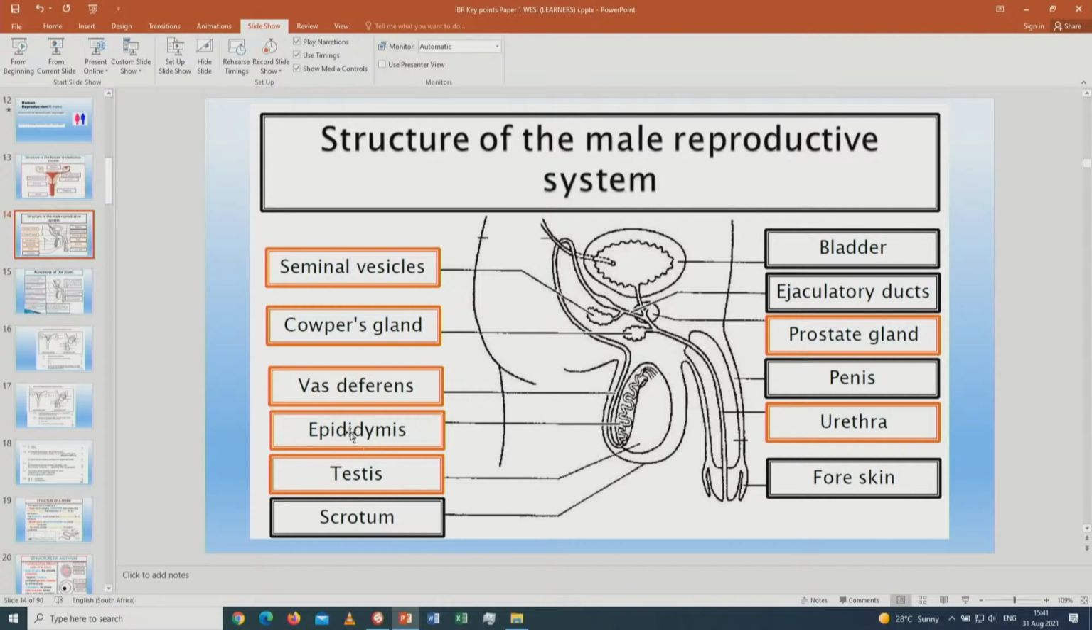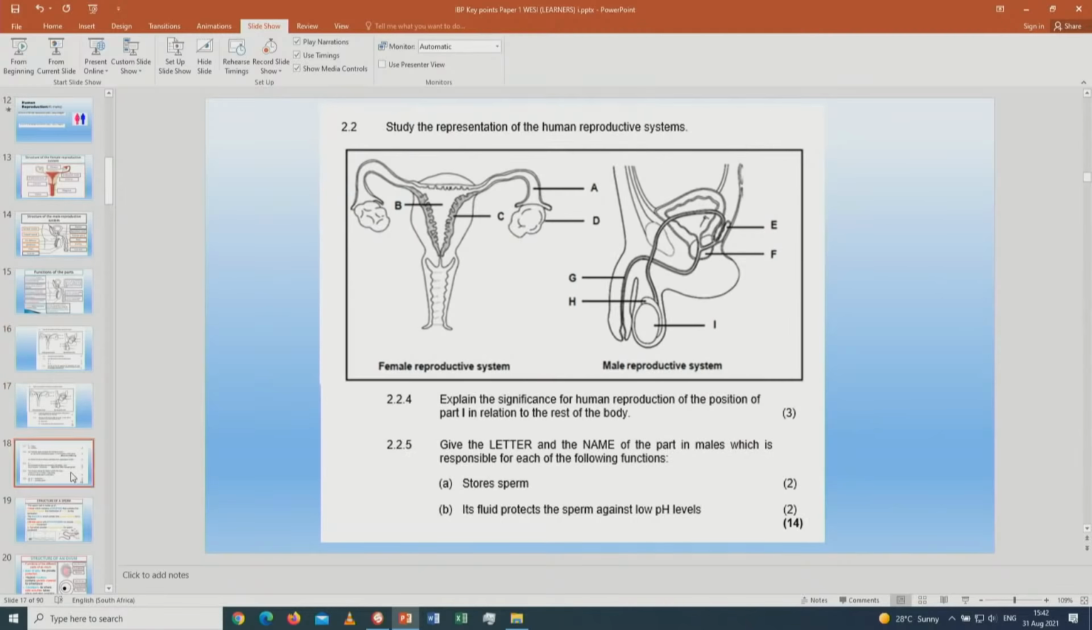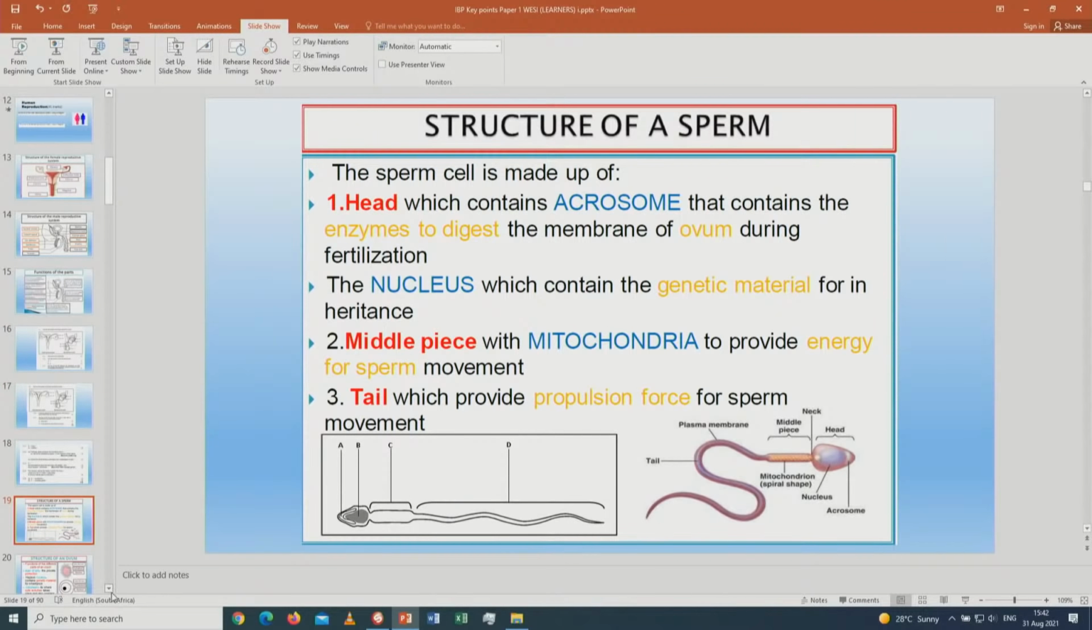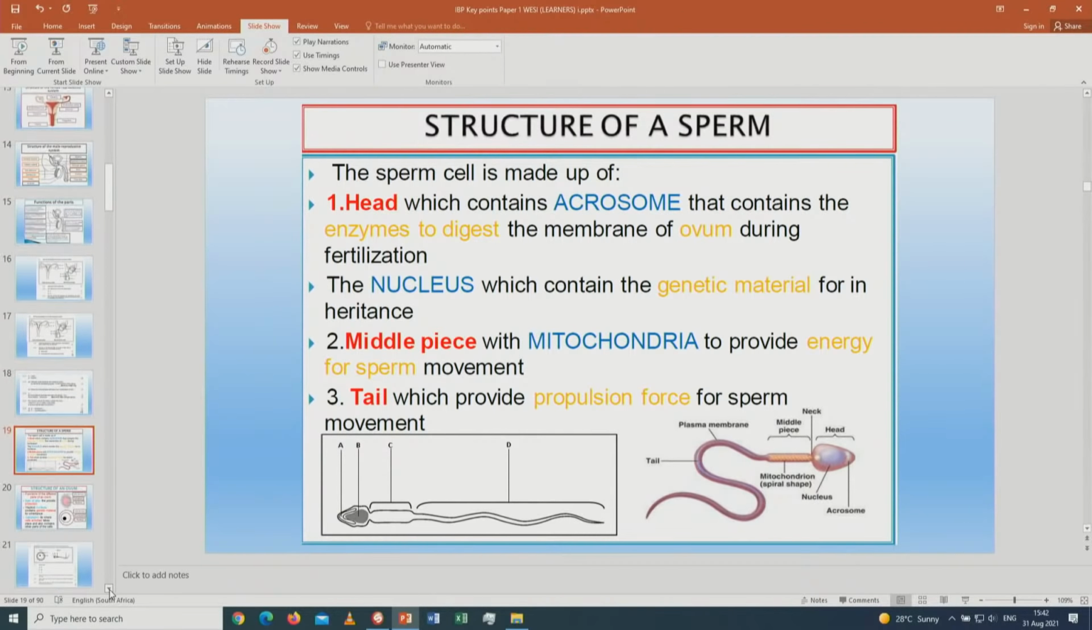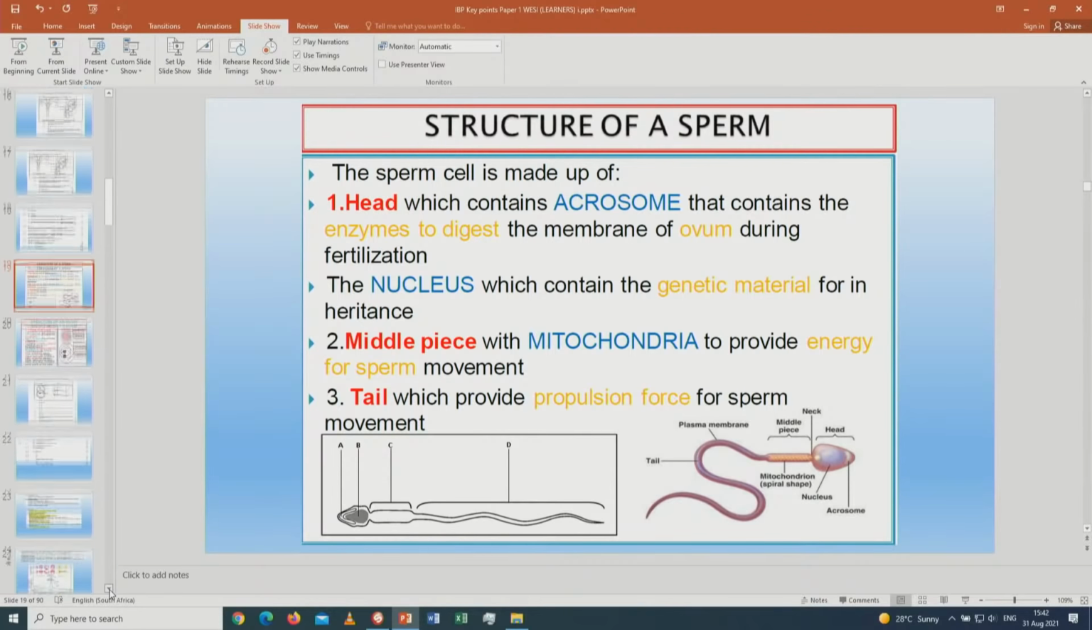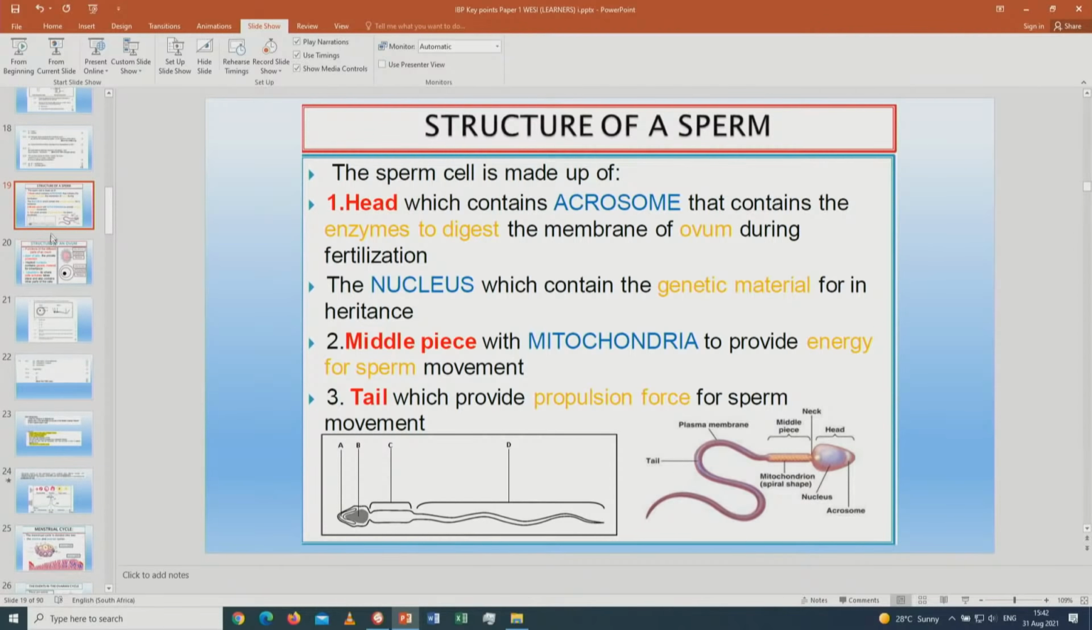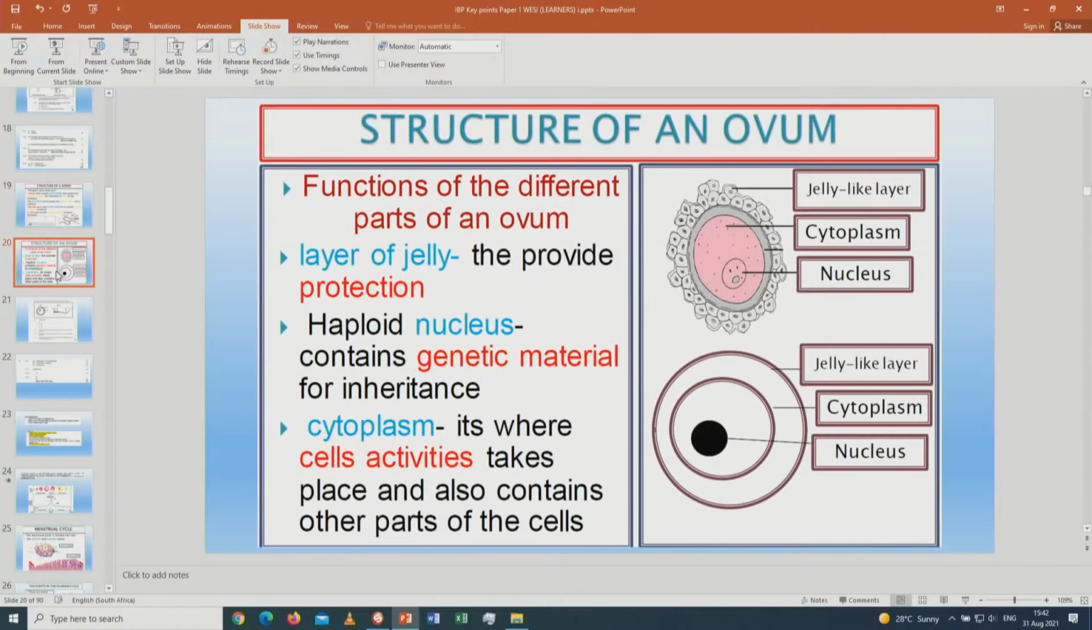And then again, location of the epididymis and the function of it. And then again, please remember the issue of the testes and the scrotum. So please, you have to be able to explain that. And then again, the structure of the sperm cell and the structure of the ovum, they are also important.